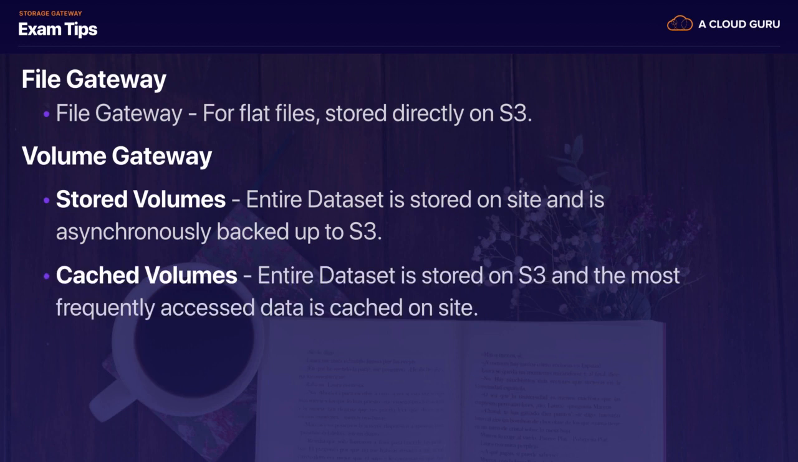Then we've got cached volumes, and this is where your entire data set is still stored on S3, but the most frequently accessed data is cached on site. And with stored volumes, the entire data set is stored on site. So that's the difference. With stored volumes you've got your entire data set on site. With cached volumes you've only got your most frequently accessed data cached on site. And then we also have Gateway Virtual Tape Library. Like I said, we were talking about these being virtual appliances or virtual machines. You can also get physical storage gateway appliances now.